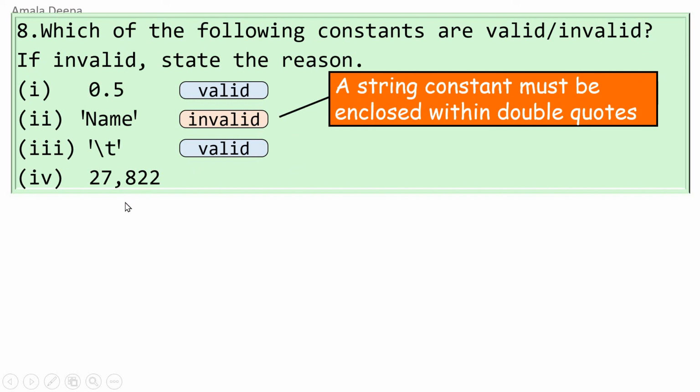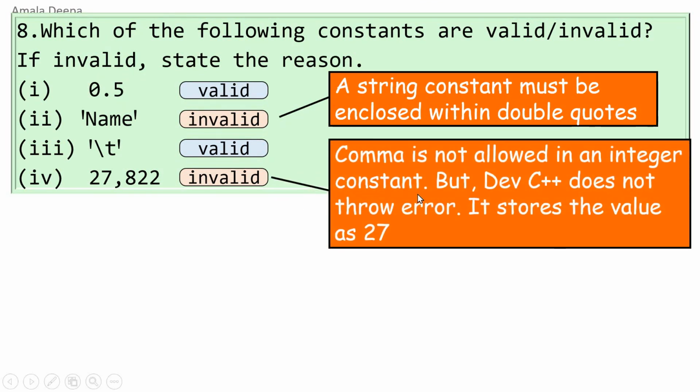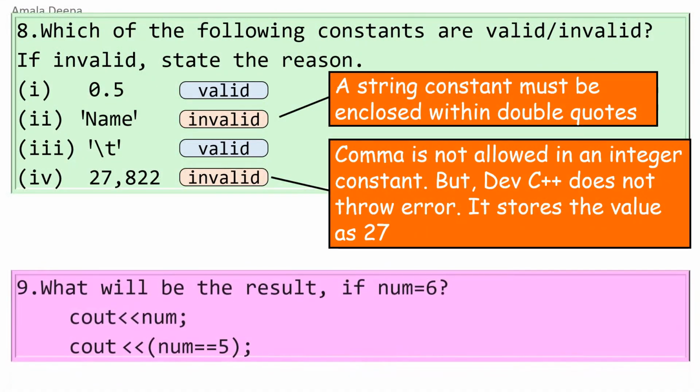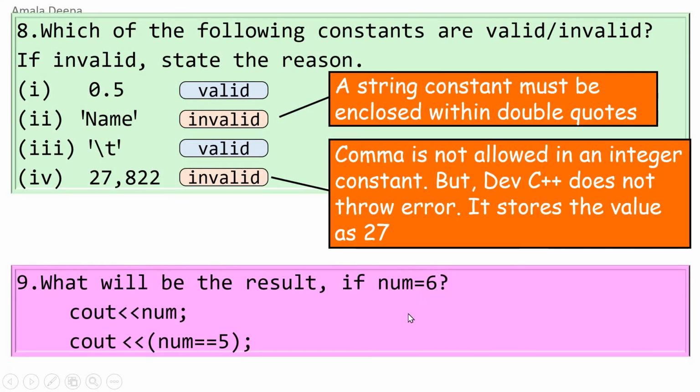27,822. It is invalid because comma is not allowed in an integer constant, but Dev C++ does not throw error. It stores the value as 27. The 9th question, what will be the result if num is equal to 6? The first statement, cout num, will print the value of the variable num, which is 6. So the output is 6.